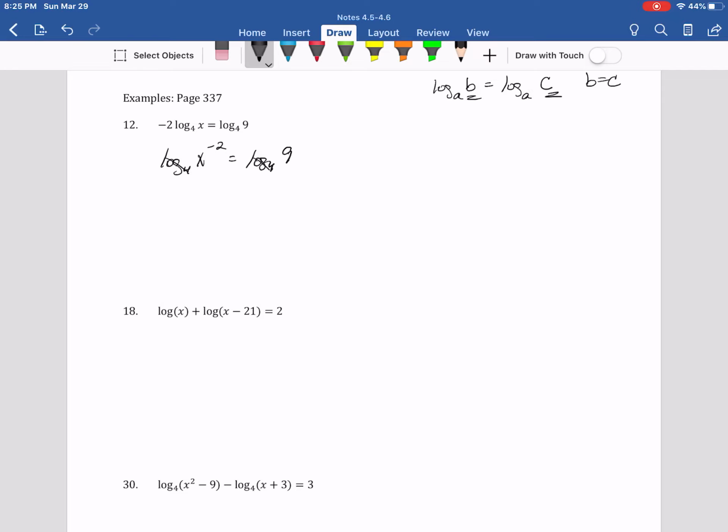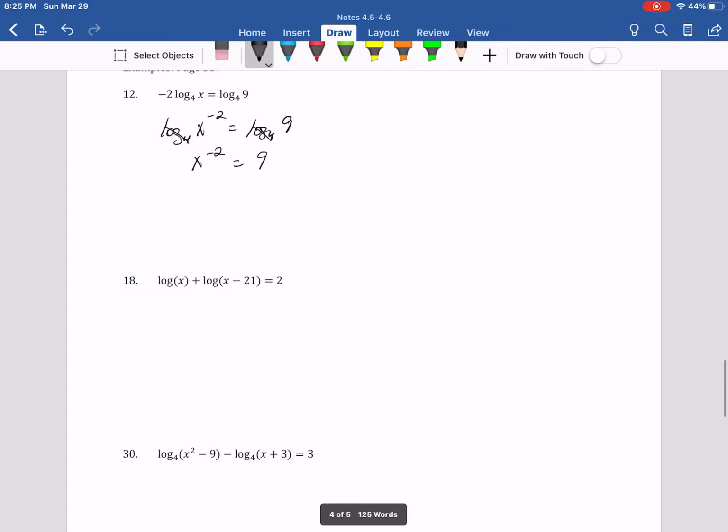They go away. They don't cancel each other out. You can't divide by the log base 4. What's happening is you're raising each side as an exponent, and it's magically going to disappear. So for now, we're just going to pretend like they do cancel, because they go away no matter how you think of it. And this is what you're left with: x to the negative 2 equals 9. We have to solve this equation for x.